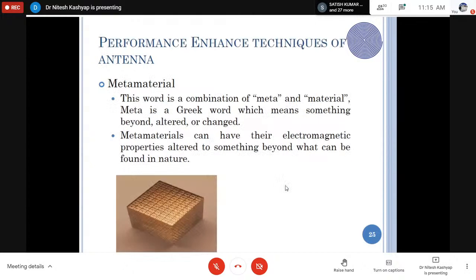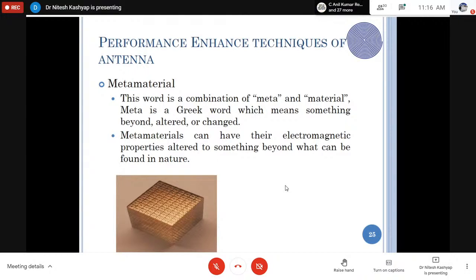Okay, so here are the metamaterials. Metamaterial is basically, as I have written here, the word meta is a Greek word which means beyond, alter, or change. So what is the metamaterial basically? Materials that have their electromagnetic properties altered to something beyond what can be found in nature.